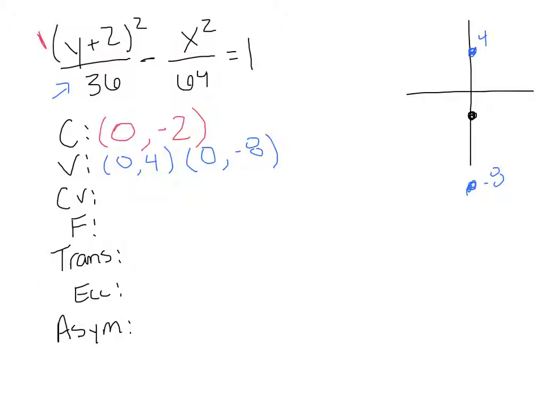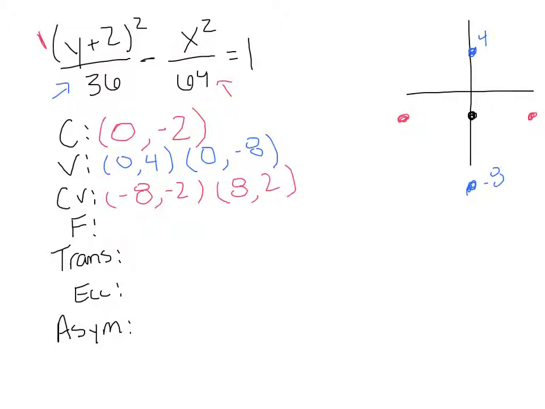Before we can sketch our hyperbola, we need to also find the co-vertices. The co-vertices are going to come from the number with the x, and they are going to move in the horizontal direction. So it looks like 64 is b squared, which means b is 8. So we're going to move left and right 8 from the center. That gives us our co-vertices of (-8, -2) and (8, -2).